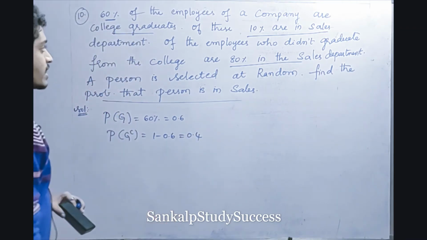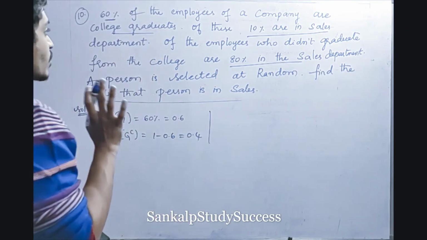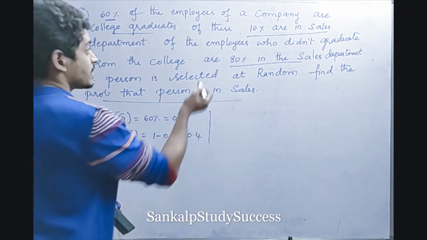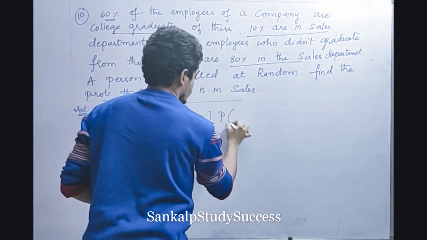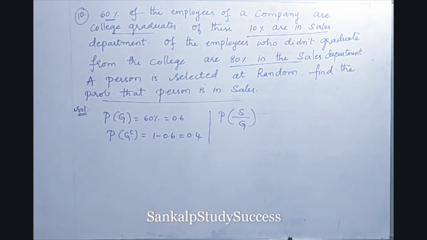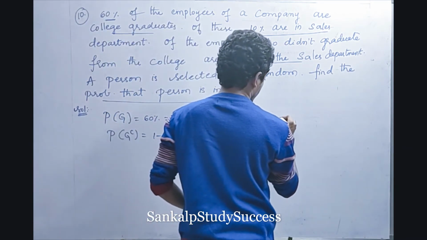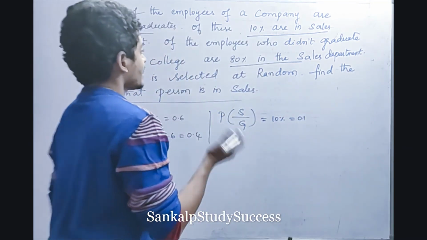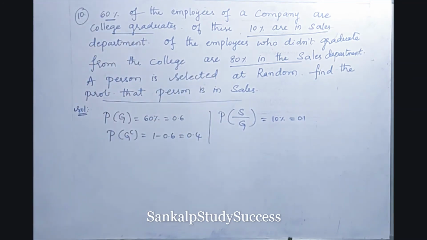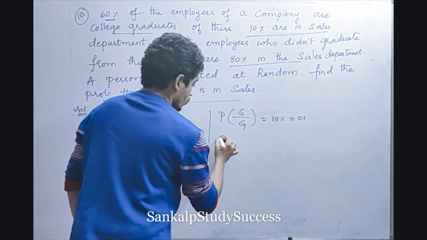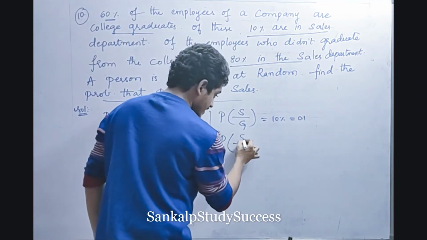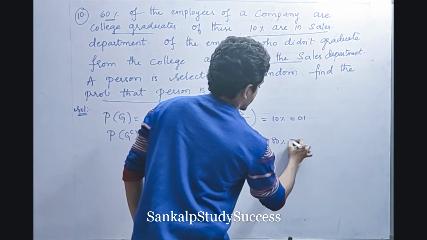Now what he has given in another case: of these, 10% are in the sales department. What do you mean by it? They are graduates and they are in the sales department. So this is what he has given, P of S by G. What is P of S by G? That is 10%, which is 0.1. And another thing he has given: of the employees who did not graduate from the college, 80% are in the sales department. That means the probability of non-graduates in the sales department is 80%, which is 0.8.